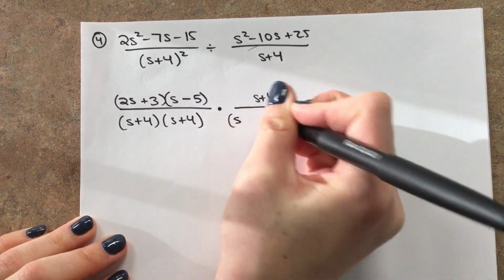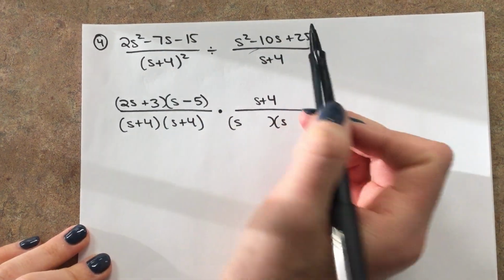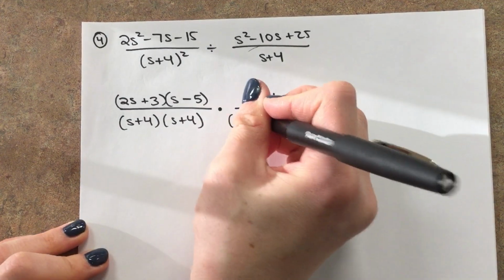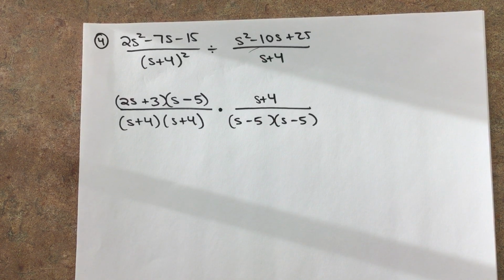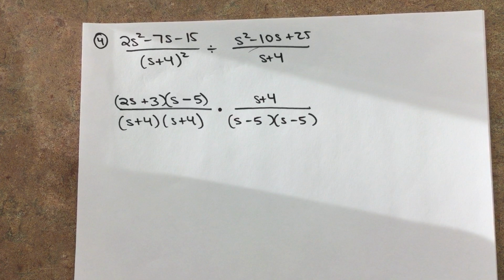And that I can factor, start with s times s. And then I'm looking to multiply to this 25, but my middle term should be a -10. So that would be -5, -5. Okay, so everything is totally factored. We took care of the division.